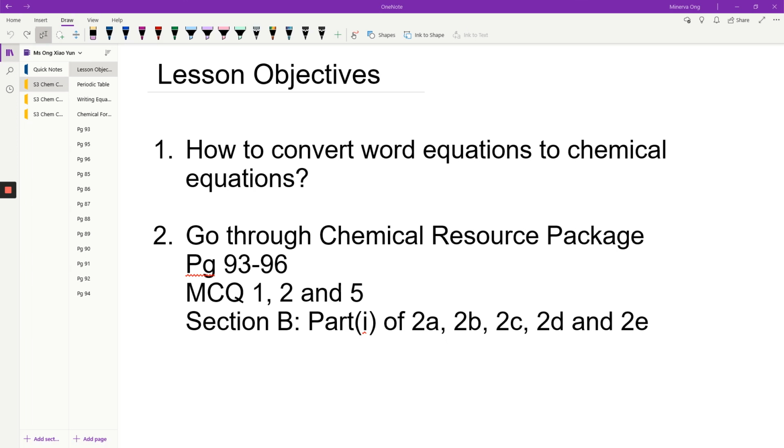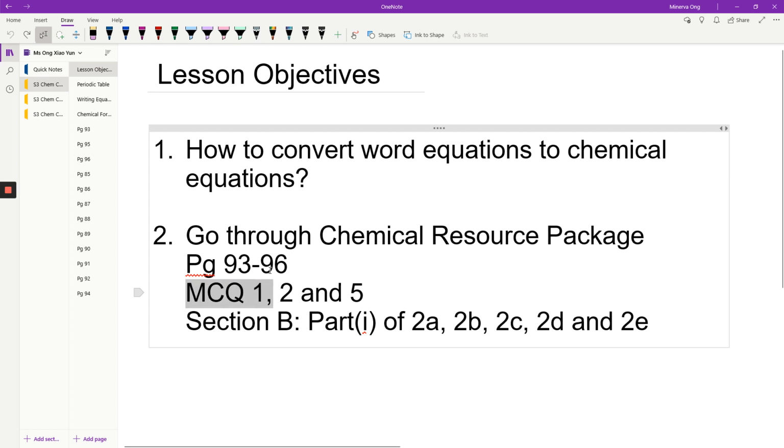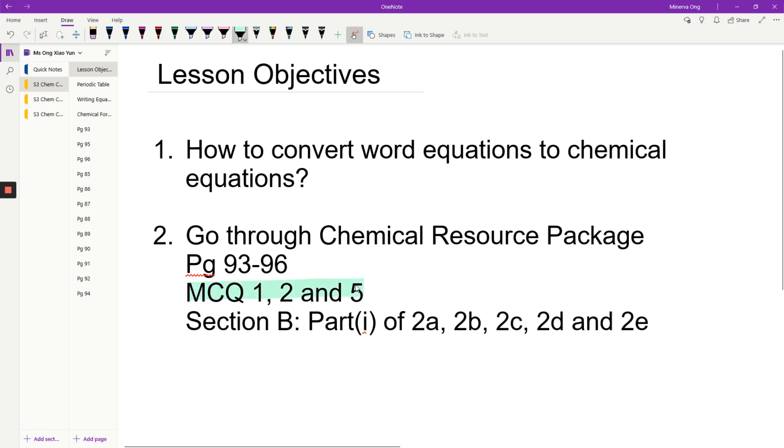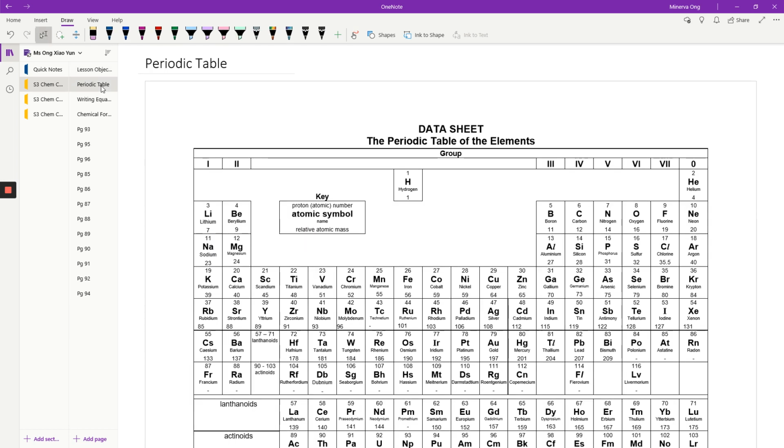Today's lesson objective, we will look at how to convert word equations to chemical equations, and also the following pages that were assigned earlier. These are the MCQ questions, and also section B, part 1 of all the questions for question 2.